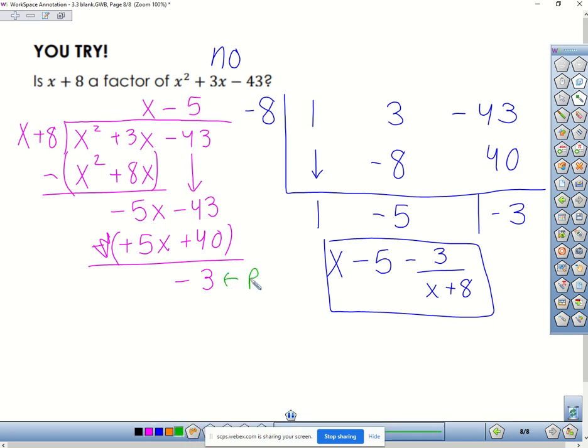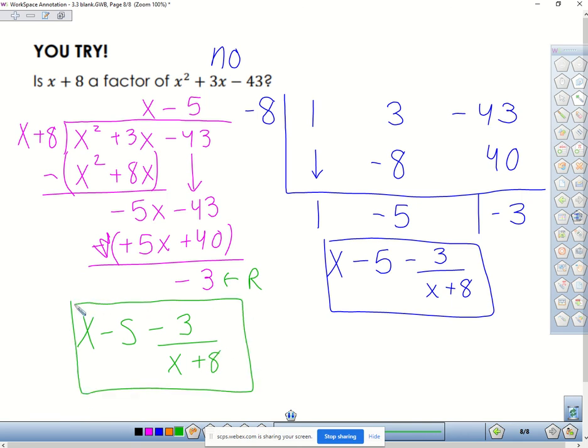So my answer would come out to be the same. X minus 5 plus, or minus, in this case, my remainder over my divisor. So I just wanted to show you with long division how we get the same answer. Synthetic division is obviously the faster and easier route, but just keep practicing your long division too, because there's going to be problems that require you to use it.